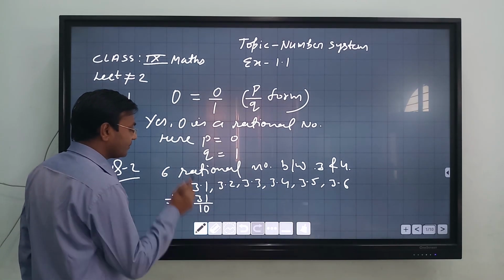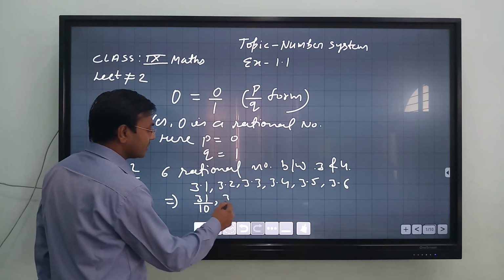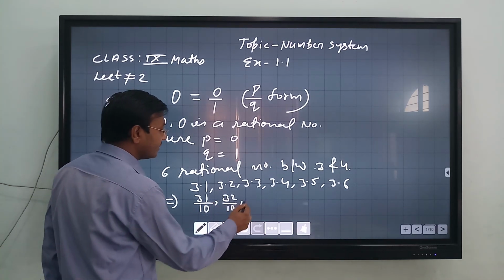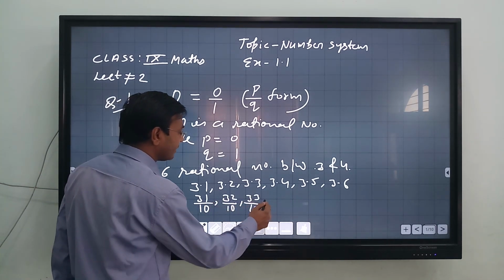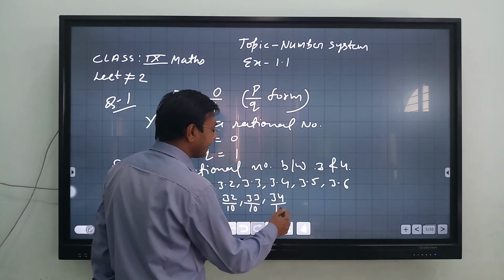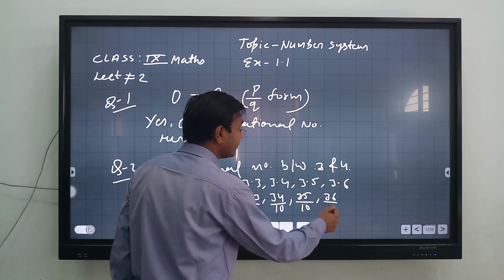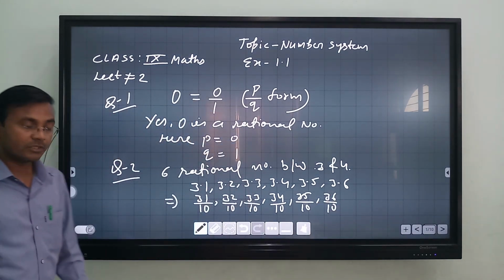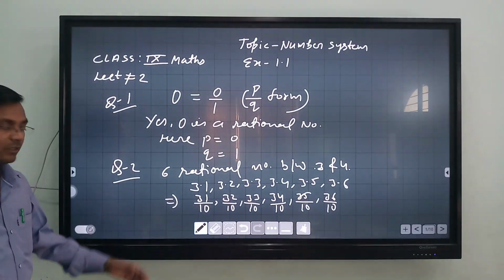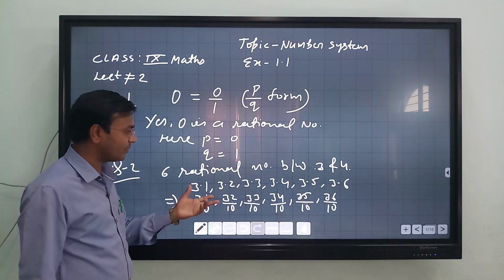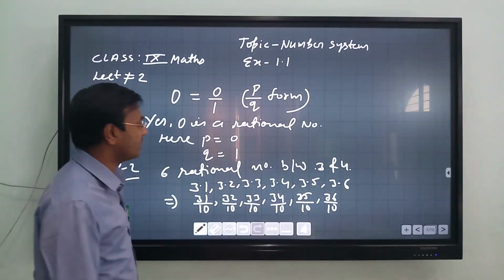Okay, but these are in decimal, so let us express these numbers in p by q form. So we can say 31 by 10, now 32 by 10, similarly 33 by 10, 34 by 10, 35 by 10 and 36 by 10. Alright, so this is now in p by q form.